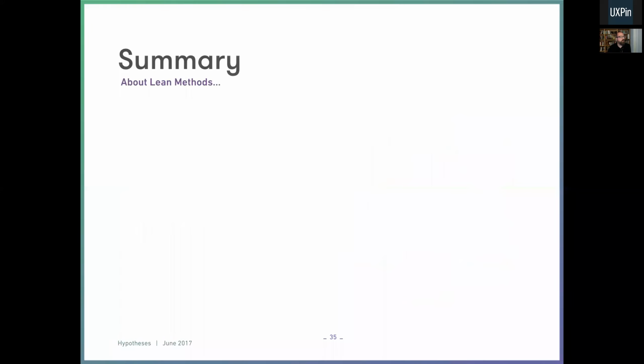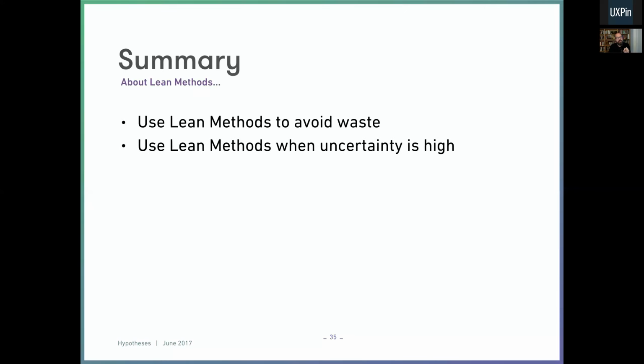So just to wrap up that section, lean methods: the goal here is to avoid waste, right? Waste is building things that people don't want, right? We use them when uncertainty is high, when we're just not sure whether our idea is going to work, okay?